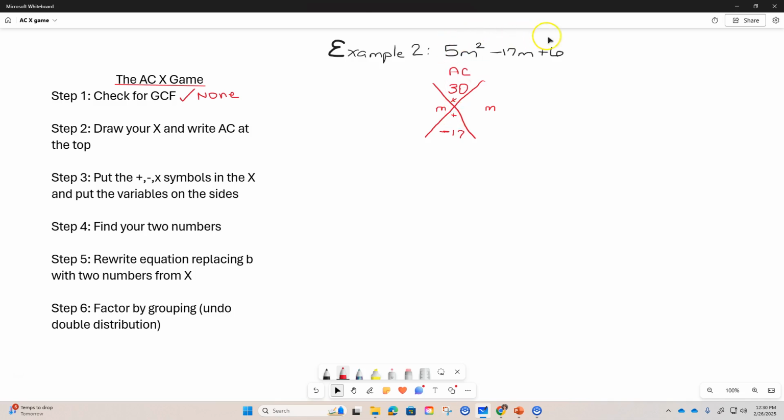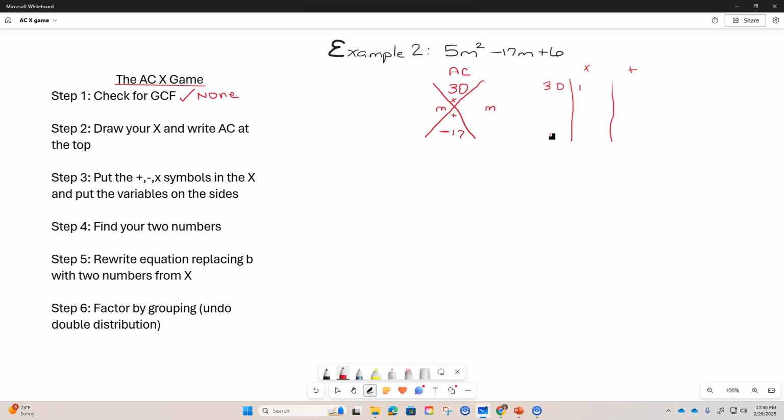I'm going to multiply A times C. That's going to go in the top. And then my 17, my B term, goes on the bottom. Now I'm going to look for two numbers that multiply together to give me 30 that are going to add to give me 17. So if you need to create the table or write your 30, these numbers that I'm about to list are the numbers that multiply together to give me 30, and then they're going to add to give me what?